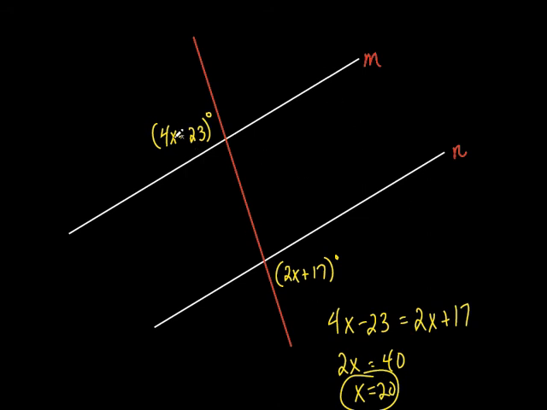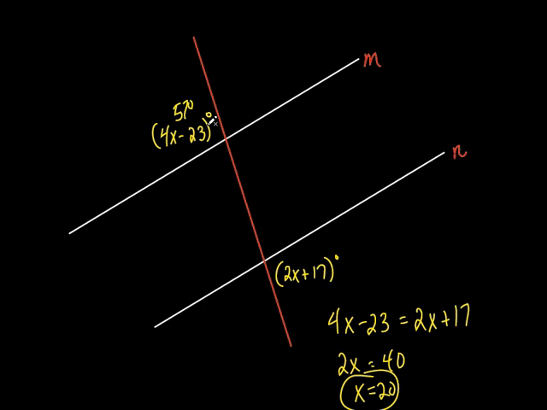Because if it was 20, guess what this would be? 4 times 20 is 80. 80 minus 23 is 57. Did I do that right? Okay, so that would be 57 degrees. Now, if you look at this, does that even look like 57 degrees? No, it looks obtuse, doesn't it?